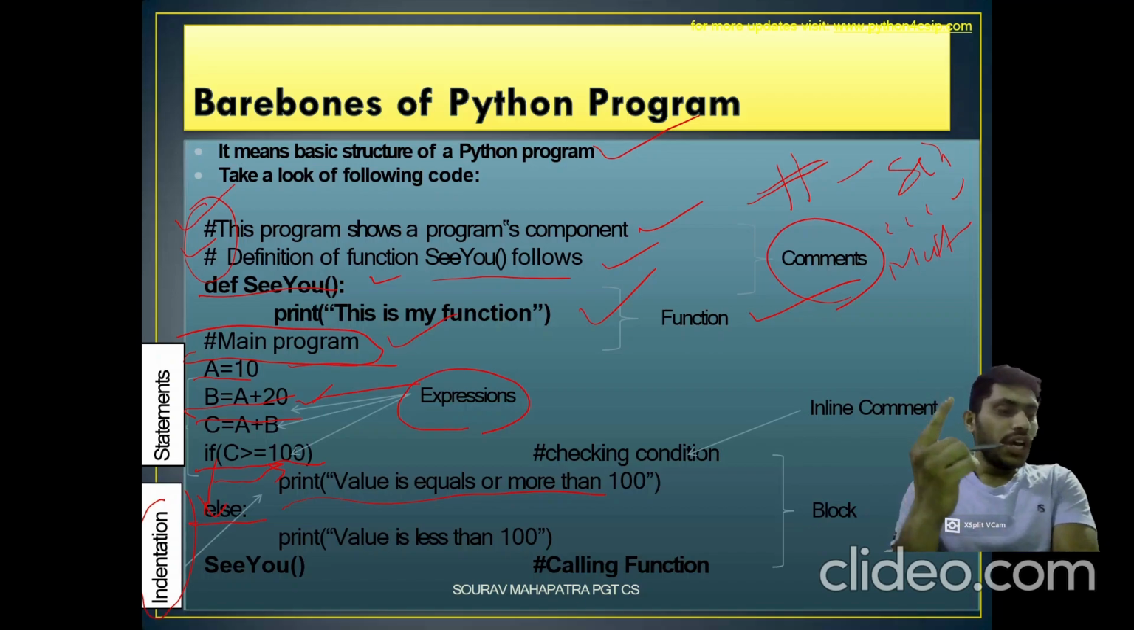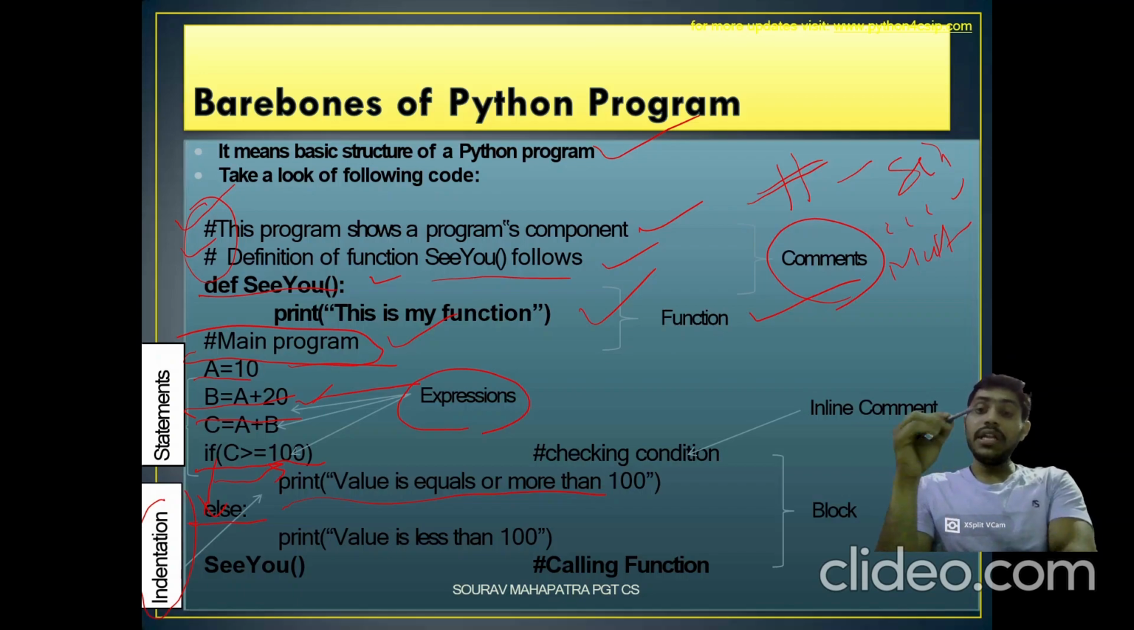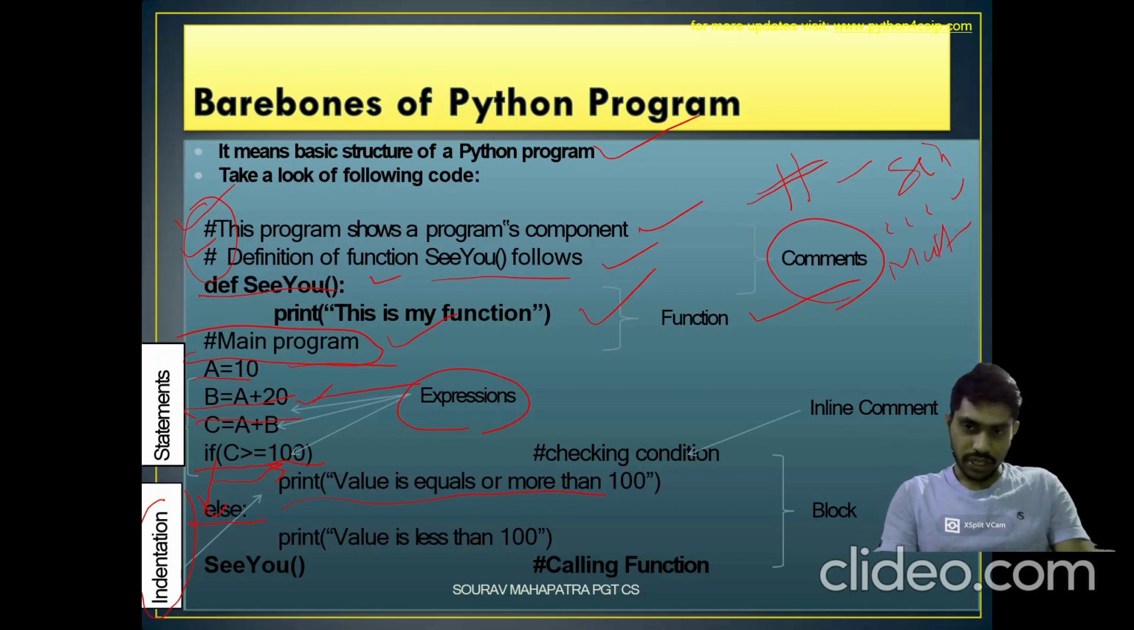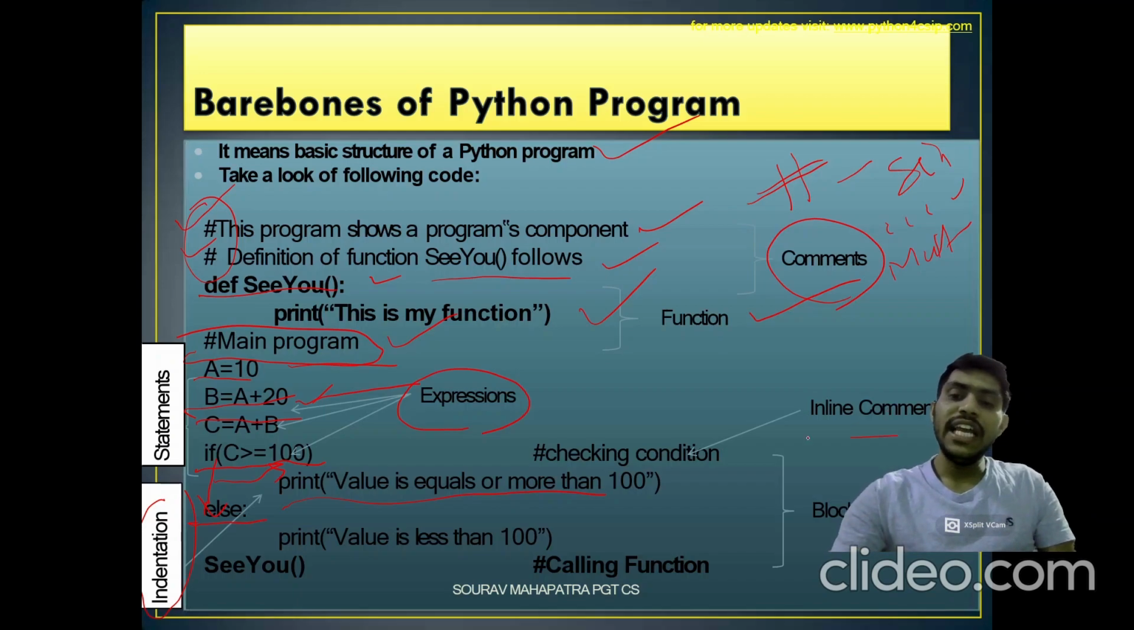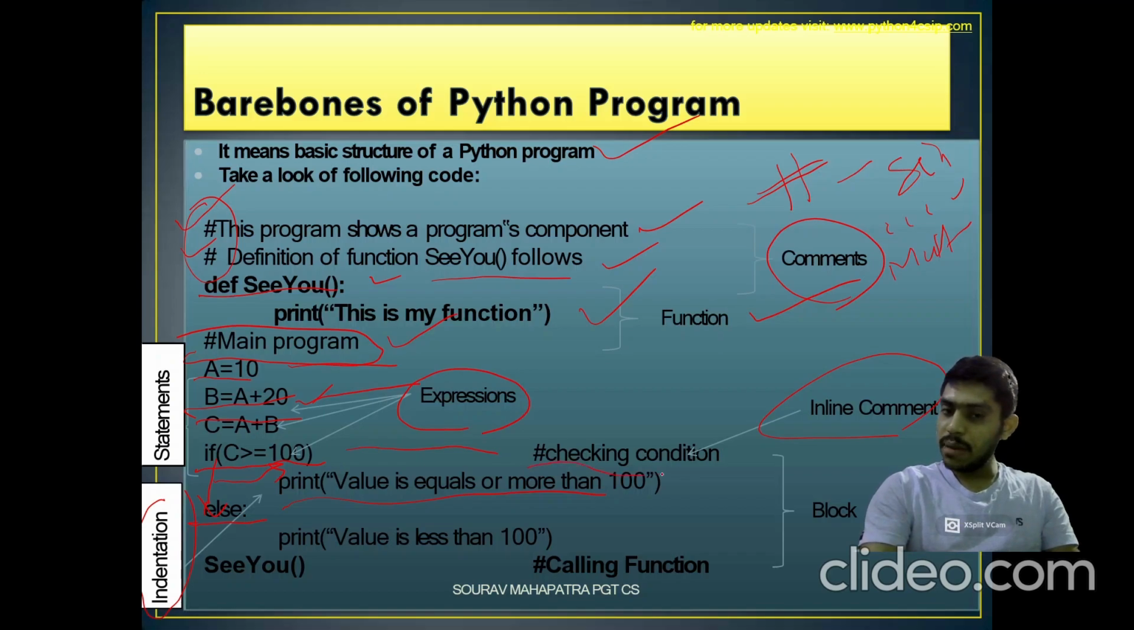That is called indentation. That means you write the program in a particular order, the statements or expressions, whatever you write in this entire function program, should be in a particular order based on the indentation rule. Okay, it will follow the indentation rule. Then inline comment. What is inline comment? Here, if c greater than equal to 100, in the same line they have written the comment, that is called inline comment. If you write any comment in the same line, that is called inline comment.